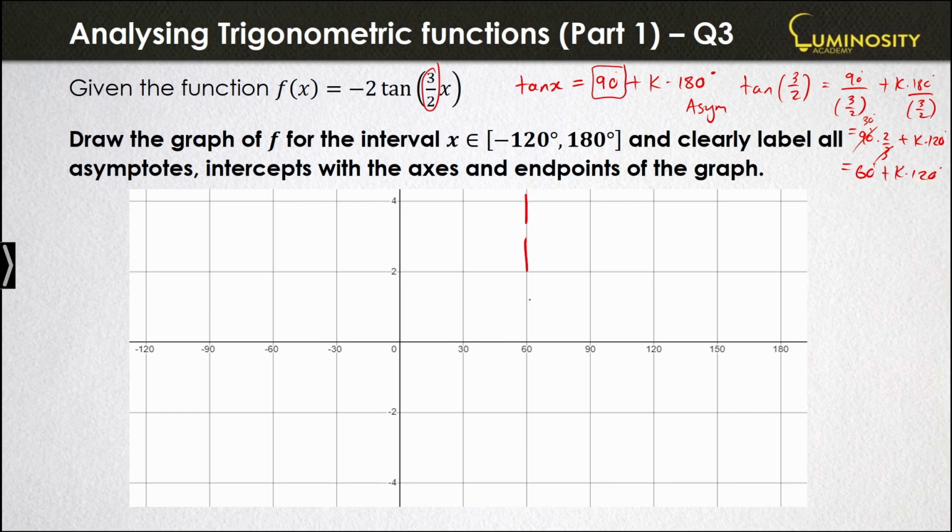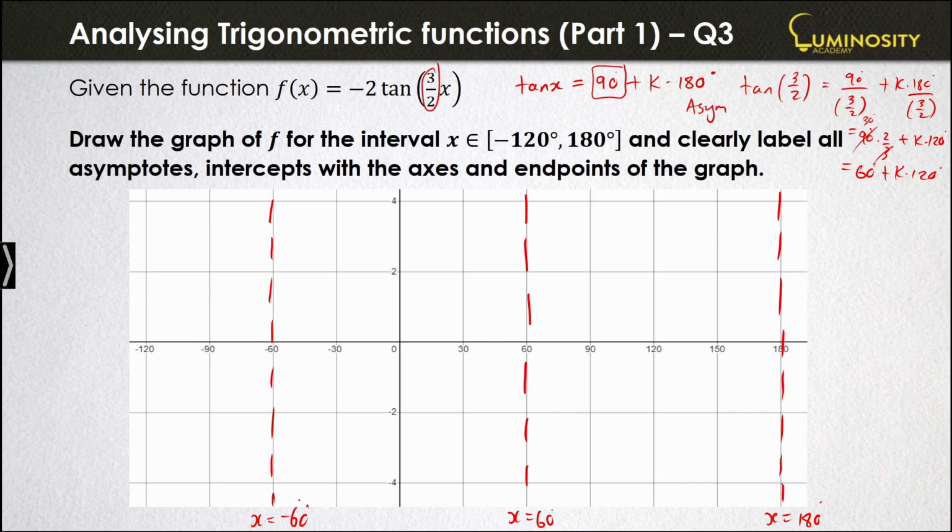So when k is 0, I have my first asymptote here, x equals 60 degrees. If I put k equals 1, that goes to 180 degrees. So there's another asymptote, label it. K equals 2 will take us outside of this domain. So what about negative values? K equals negative 1. 60 minus 120 is negative 60. That is within our domain. And if I subtract another, that's going to be outside this domain. So there are the asymptotes.